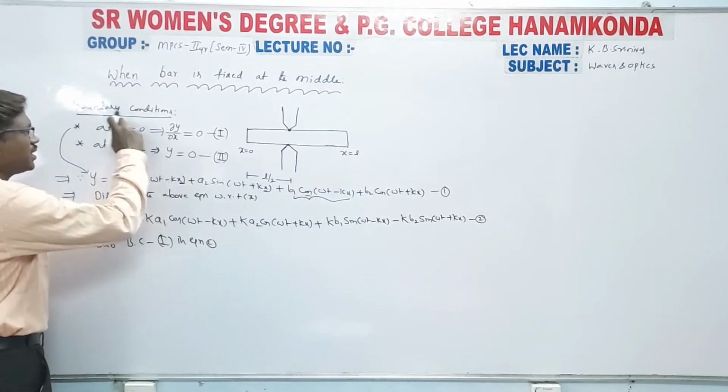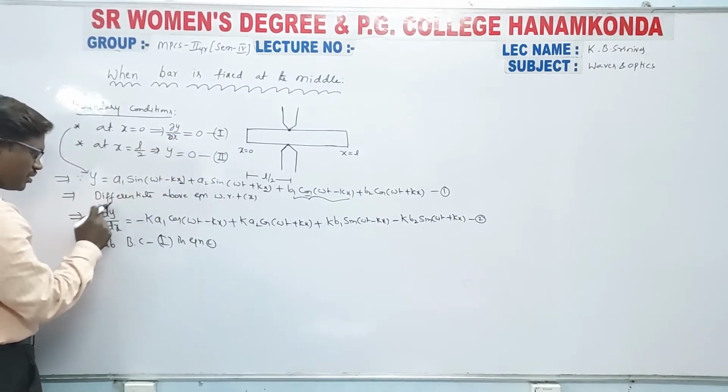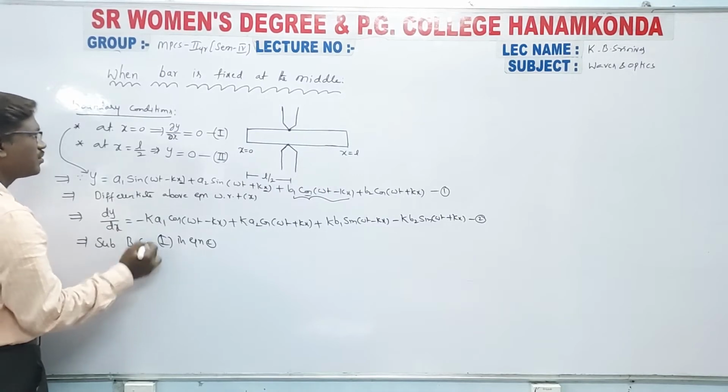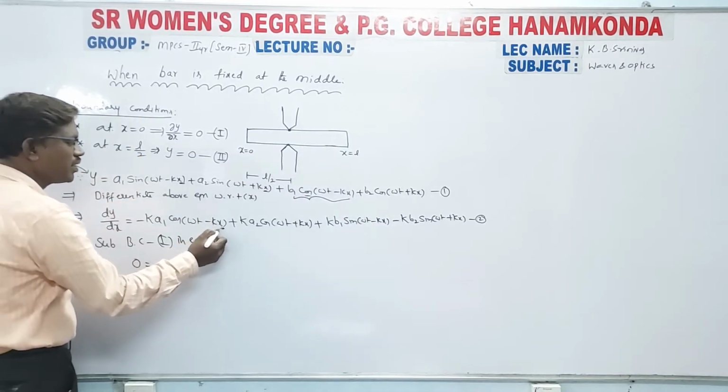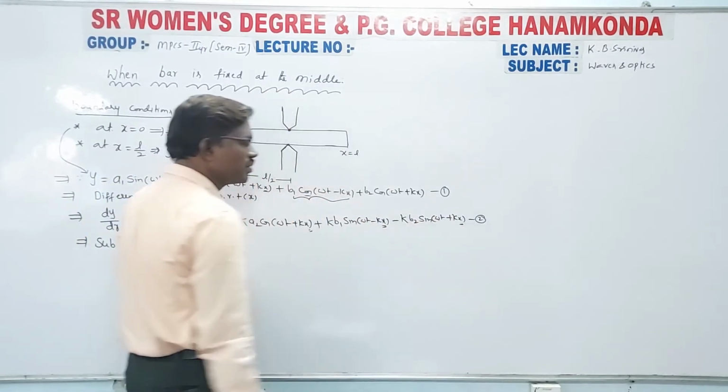So what is boundary condition 1? This one. When ∂y/∂x is equal to 0, we have to put x as 0. So the x values will disappear from equation 2.